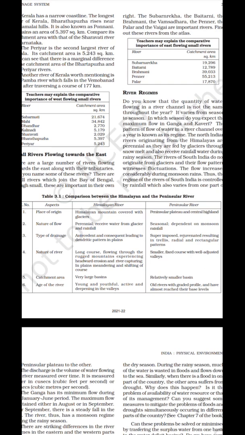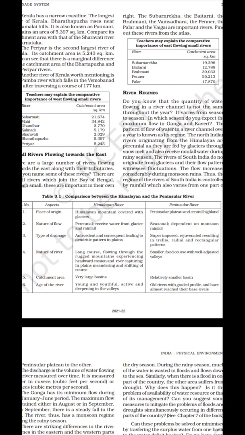Type of drainage: antecedent and consequent, leading to dendritic pattern in plains; superimposed, rejuvenated, resulting in trellis, radial and rectangular patterns. Nature of river: long course flowing through the rugged mountains, experiencing headward erosion and river capturing in plains, meandering and shifting of course; smaller fixed course with well adjusted valleys.